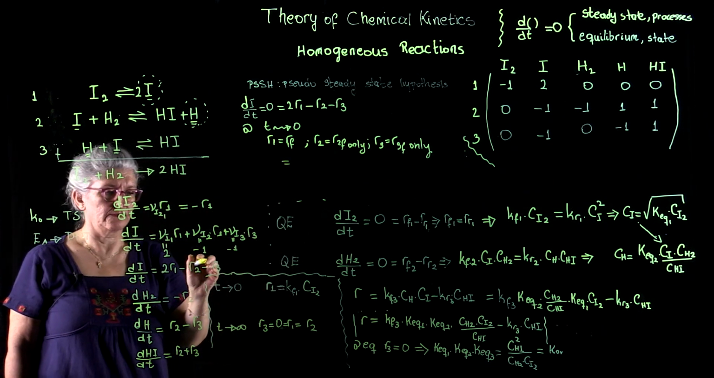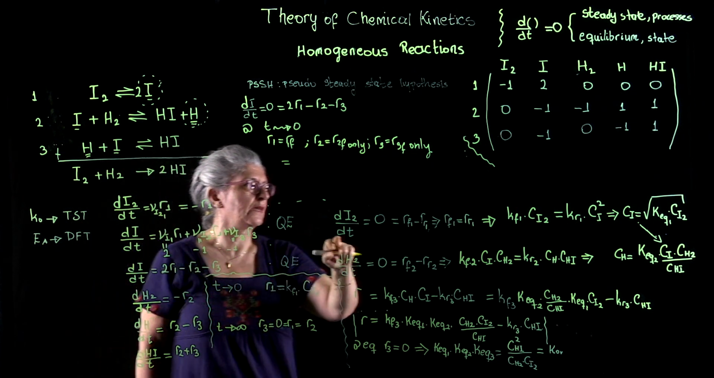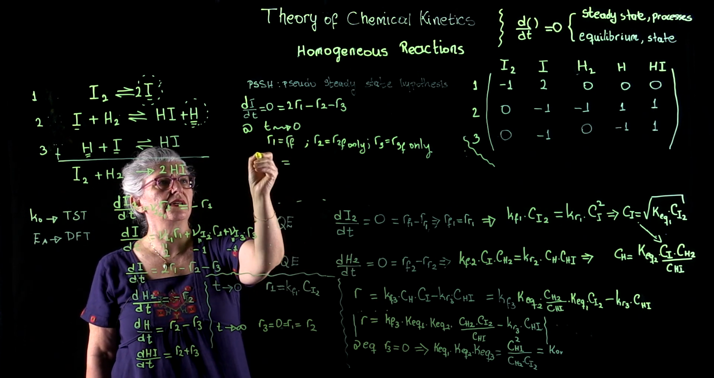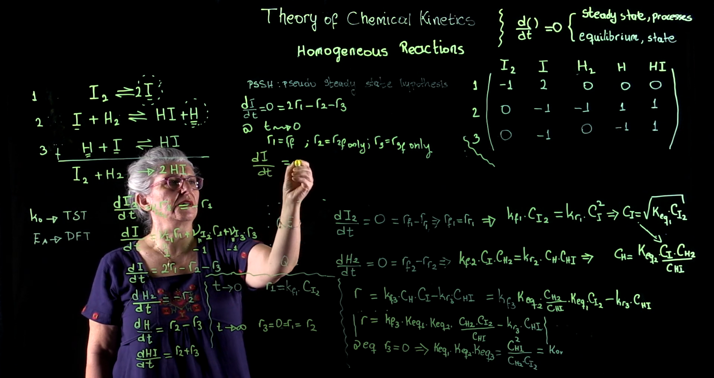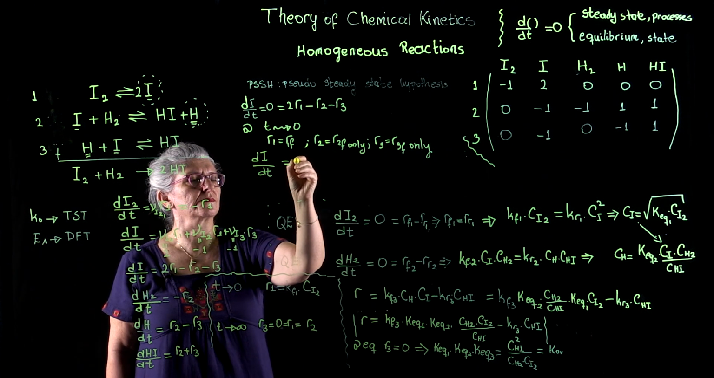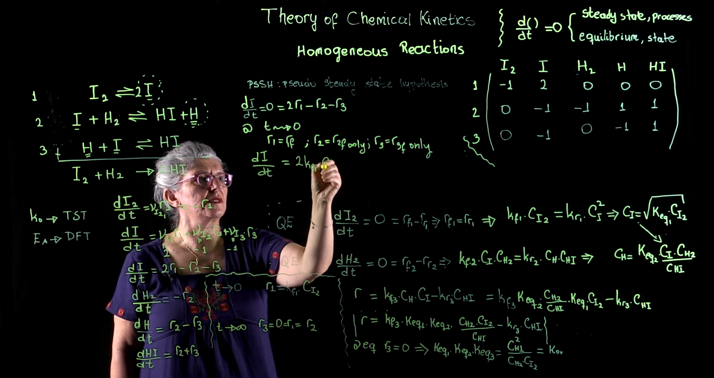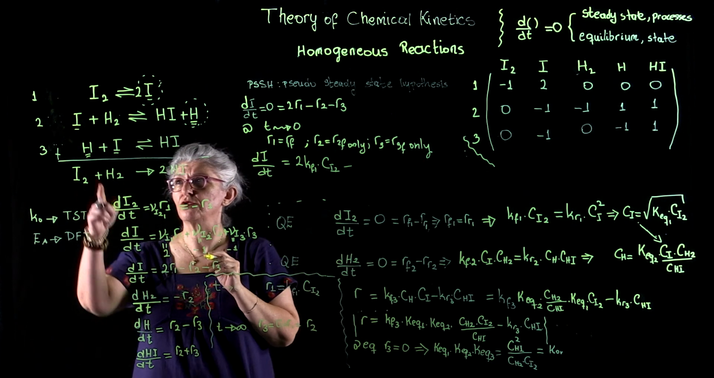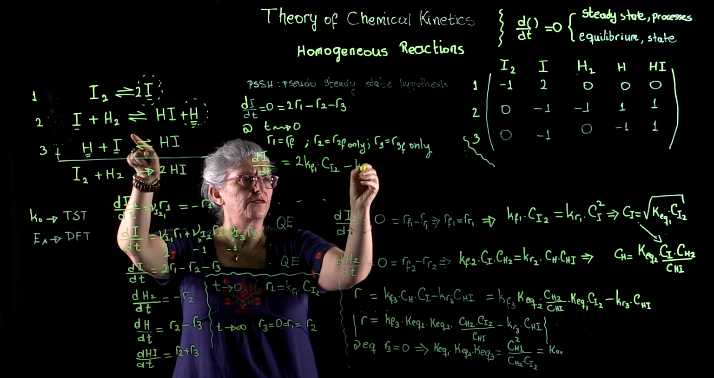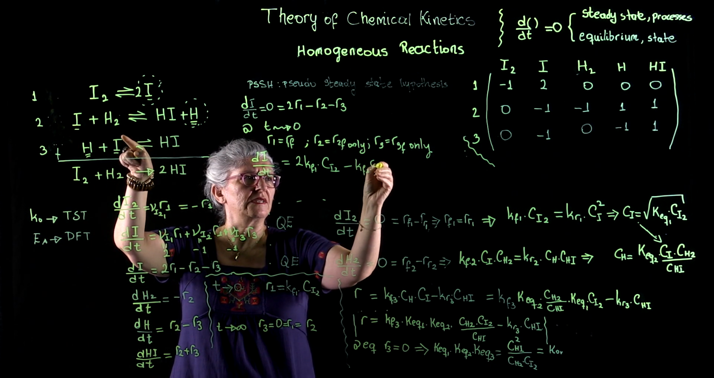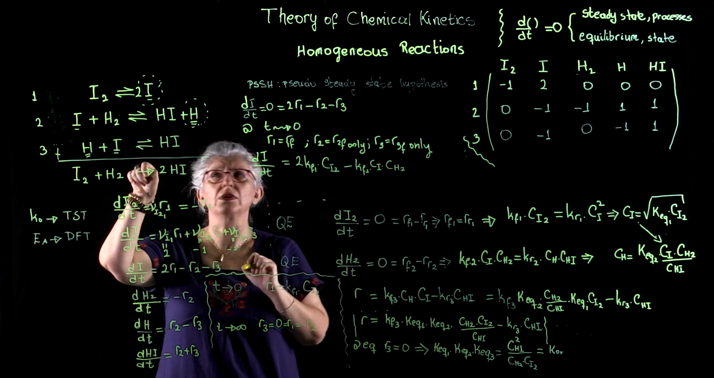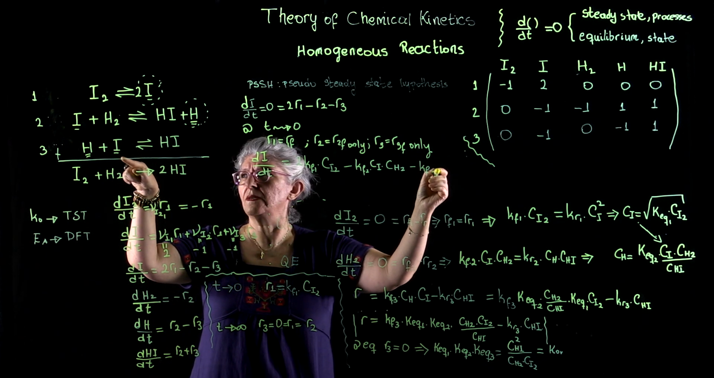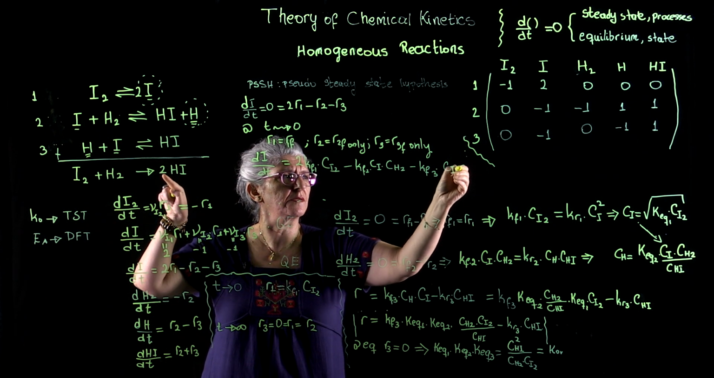R1 forward is k forward 1 times CI2. dCI over dt is 2 times R1 forward, k forward 1 times CI2, minus R2, and that is forward only, k forward 2 times CI times CH2, minus R3, k forward 3 times CI times CH.